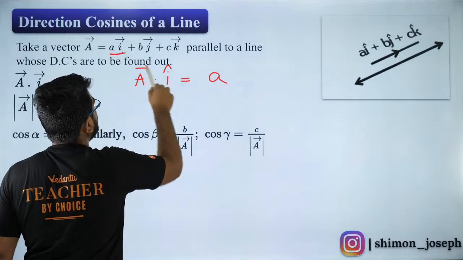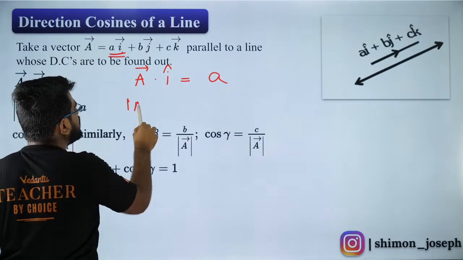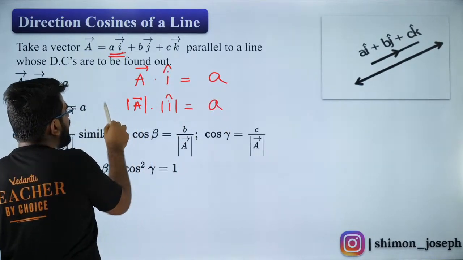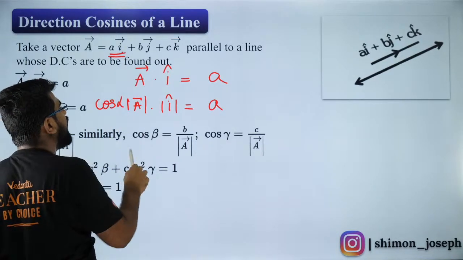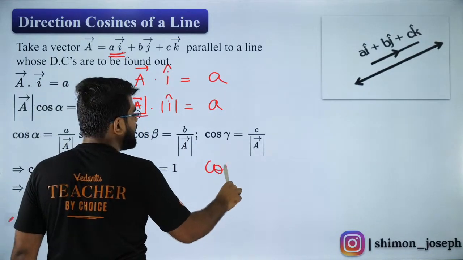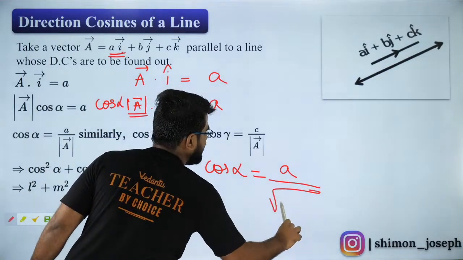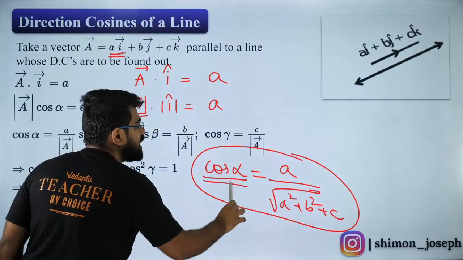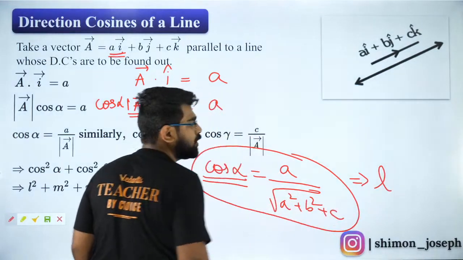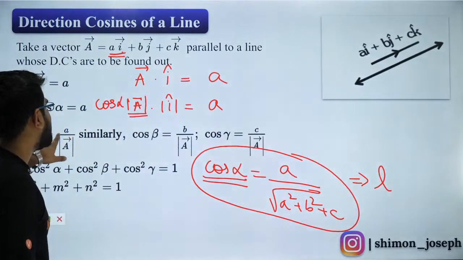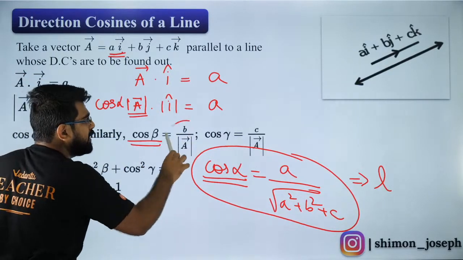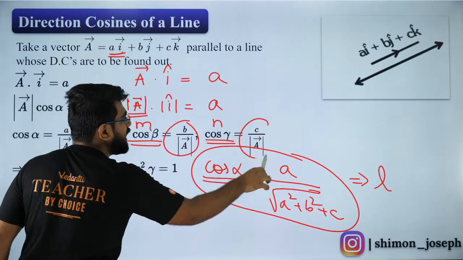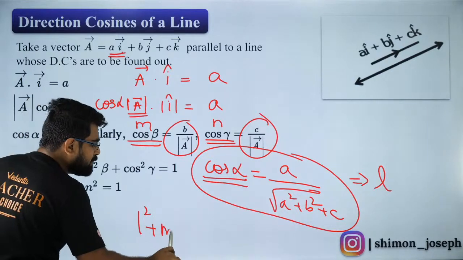So that will be equal to A. Now what is dot product? It is modulus of A vector into modulus of i cap is equal to A, and you will have cos of the angle between them, which is alpha. So what is modulus of A? Modulus of A is root of A square plus B square plus C square. So this, my dear children, is nothing but your cos alpha, which is your L, direction cosine. Similarly, I can get M, which is cos beta, which is B by modulus of A. Similarly, I can get N, which is cos gamma, which is C by mod A. So now, what is L square plus M square plus N square?